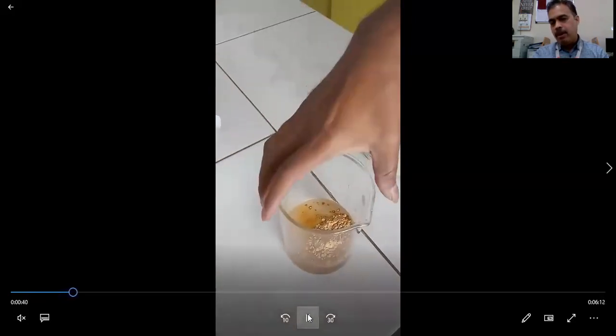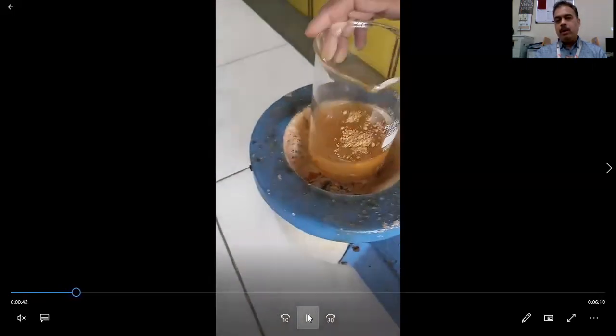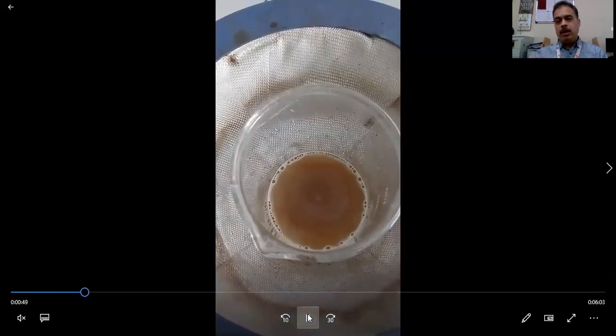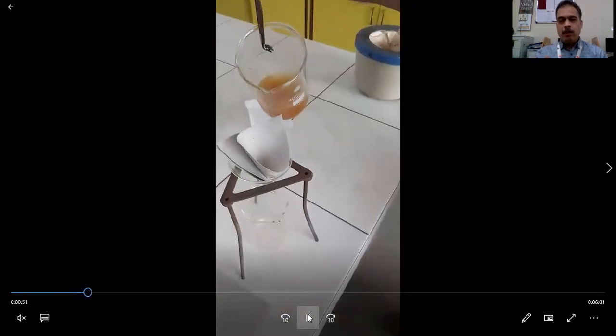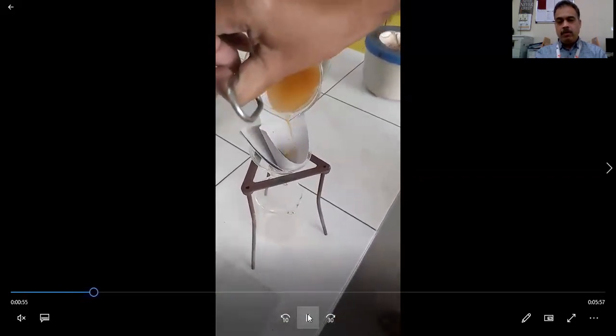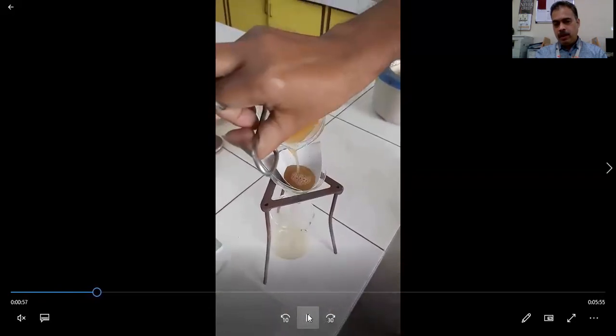We have taken 100 ml water in this 500 ml beaker, and we'll keep it on the heating mantle for boiling for 30 minutes. The temperature will be 100. We can see the boiling. Now we'll filter it. When it is hot, we have to filter it.